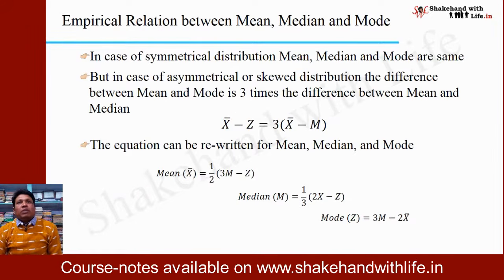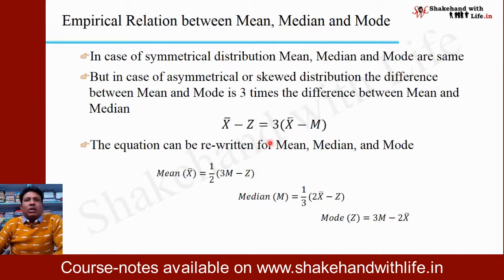Now the empirical relation between mean, median and mode. In case of symmetrical distribution, mean, median and mode are the same. For a symmetrical or normal distribution, all three values are the same, that is mean equals median and median equals mode. But in case of asymmetrical or skewed distribution, the difference between mean and mode is 3 times the difference between mean and median. This can be shown by this equation: X bar minus Z equals 3 into bracket X bar minus M. That is, mean minus mode equals 3 times the mean minus median.